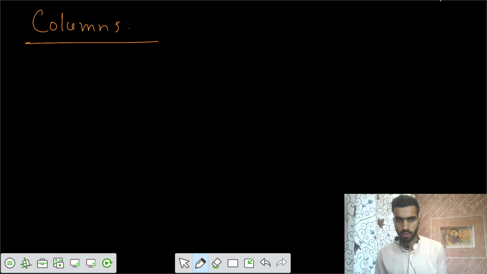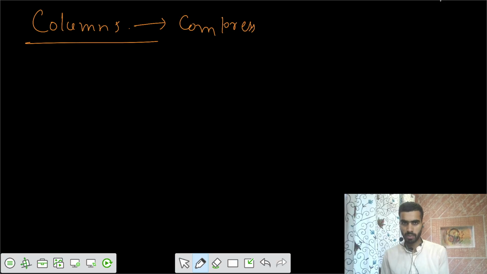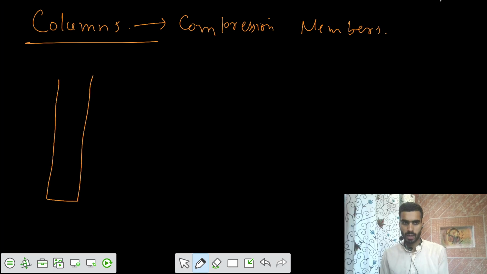So columns, those are compression members. Usually we say they are compression members. Now let's say you have this bar, you have this column. Let's take this as a column.